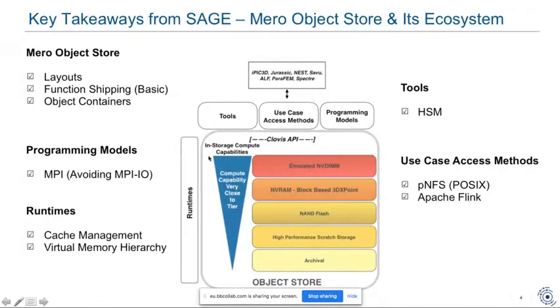We also had some runtimes implemented to do cache management across these tiers, and things like a virtual memory hierarchy across these tiers. And these were the applications that we looked at that I just mentioned. So this is what was there at the end of the Sage project, and of course it's available now as well.